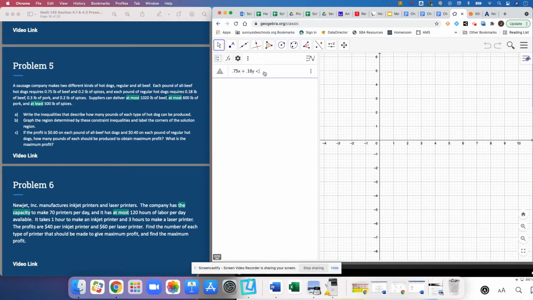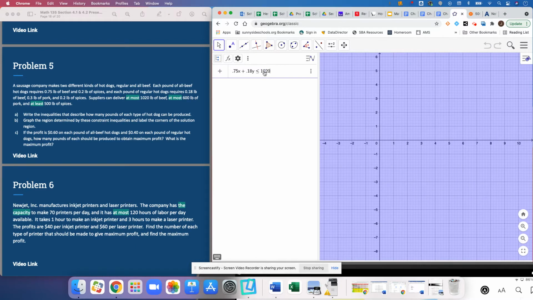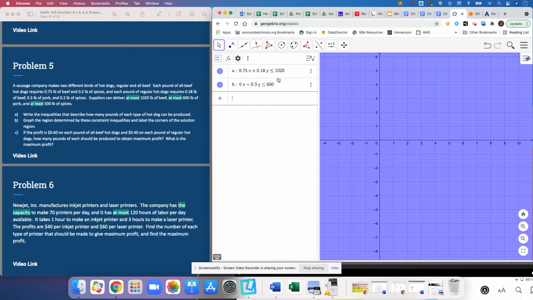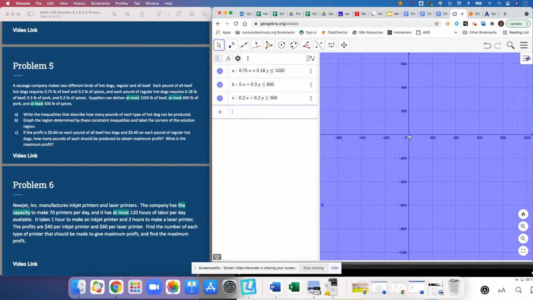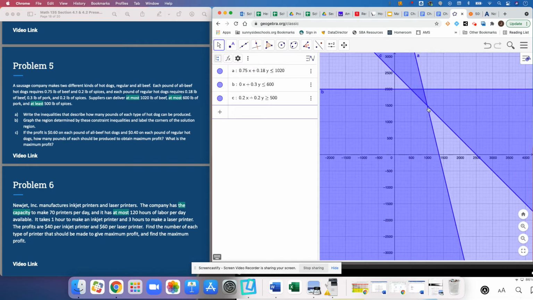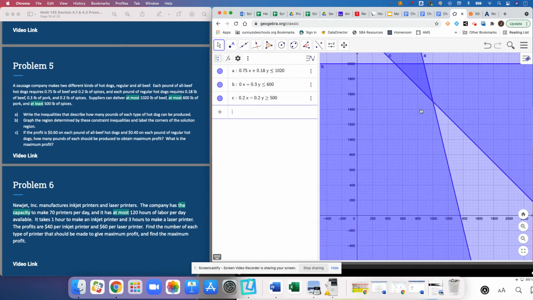Less than or equal to 1,020. And 0x, if that helps you, you can leave it out if it doesn't. 0.3y is less than or equal to 600. And lastly, we have 0.2x plus 0.2y can be greater than or equal to 500. And so again, I need to zoom out so I can even see what's going on with this set of functions here, everyone. It looks like our solution set this time is kind of interesting.